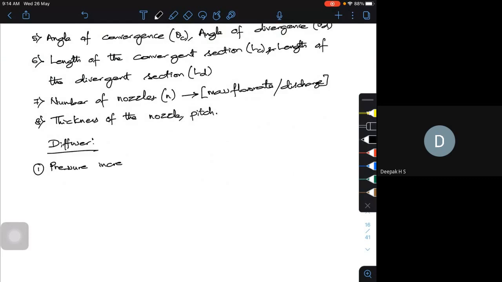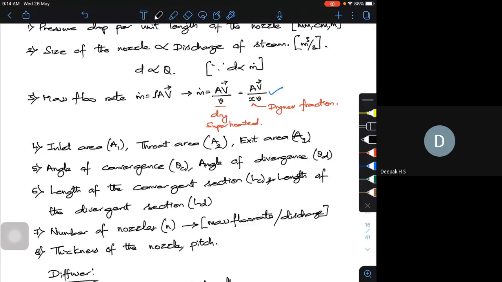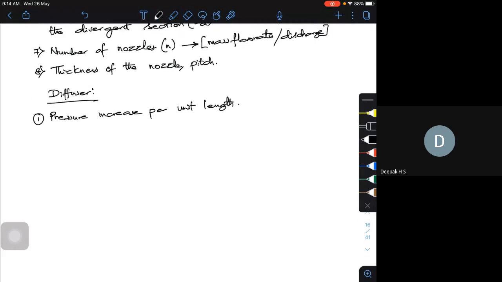increase per unit length, because it is pressure recovered in a diffuser, and there is a pressure loss in the nozzle. Then the size of the diffuser also depends on your discharge. So the same thing: the size of the diffuser is proportional to the discharge.